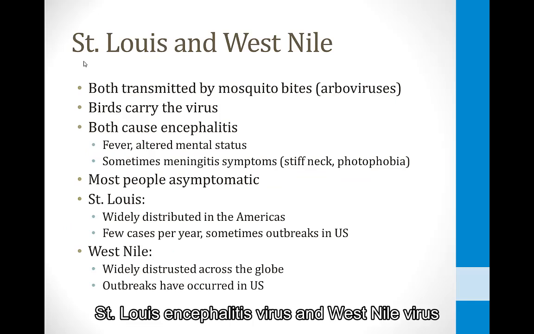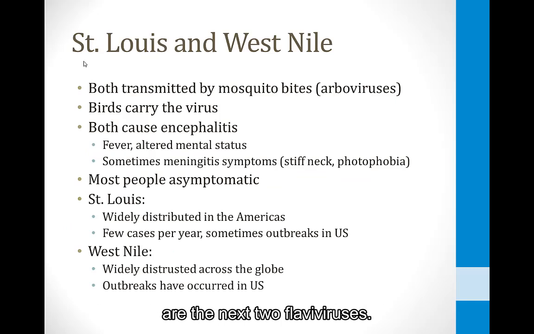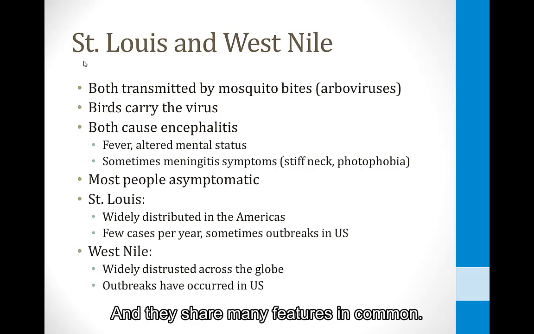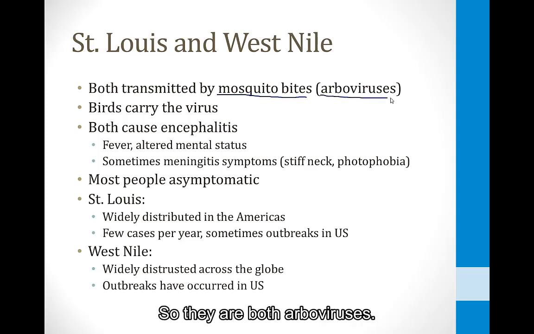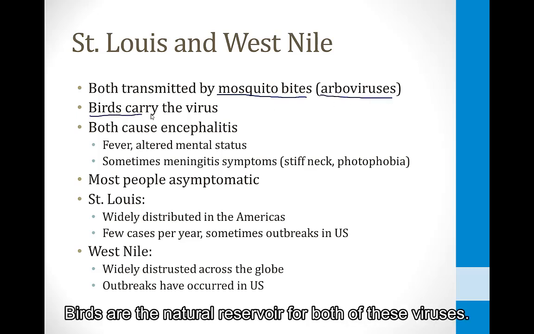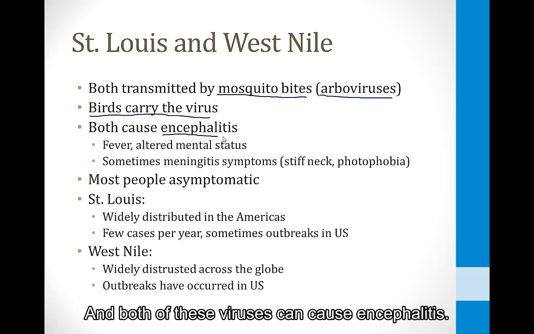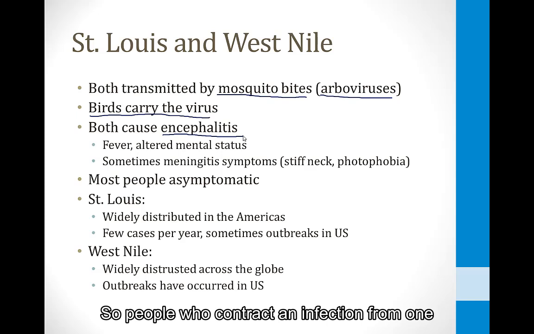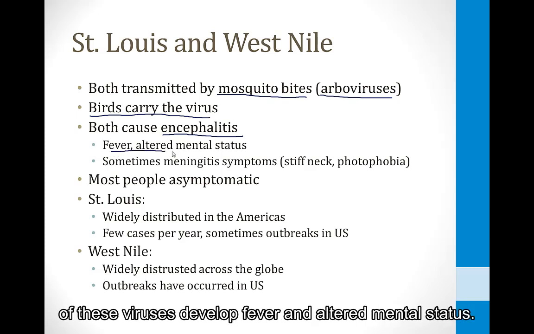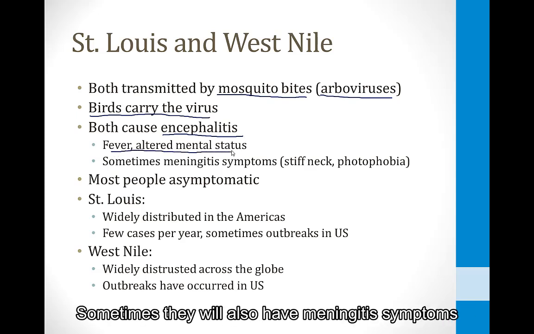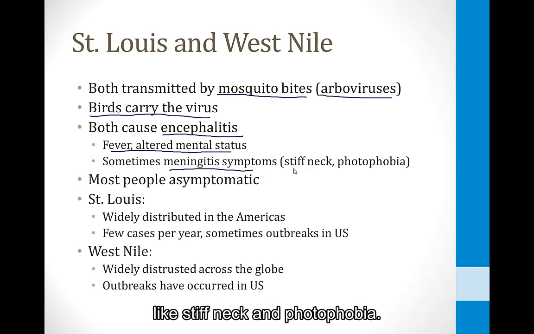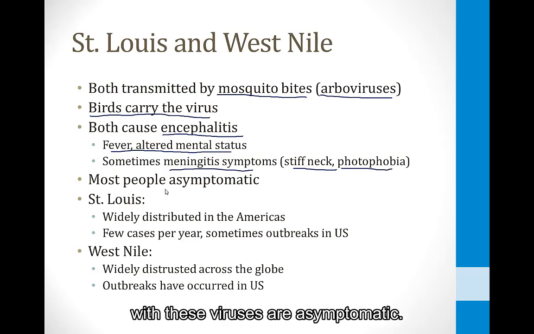St. Louis encephalitis virus and West Nile virus are the next 2 flaviviruses, and they share many features in common. They are both transmitted by mosquito bites, so they are both arboviruses. Birds are the natural reservoir for both of these viruses, and both of these viruses can cause encephalitis, so people who contract an infection from one of these viruses develop fever and altered mental status. Sometimes they will also have meningitis symptoms like stiff neck and photophobia. Many people who are infected with these viruses are asymptomatic.